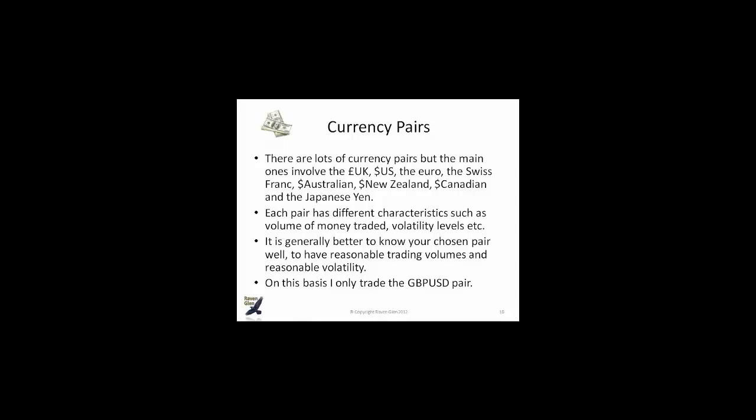There are lots of currency pairs, but the main ones involve the UK pound, the US dollar, the euro, the Swiss franc, the Australian dollar, the New Zealand dollar, the Canadian dollar, and the Japanese yen. Each pair has different characteristics, such as the volume of money traded, the volatility levels, etc. It is better to know your chosen pair well and to have a reasonable trading volume and reasonable volatility. On this basis, I trade and only trade the GBP USD, so the pound-dollar pair known as cable.